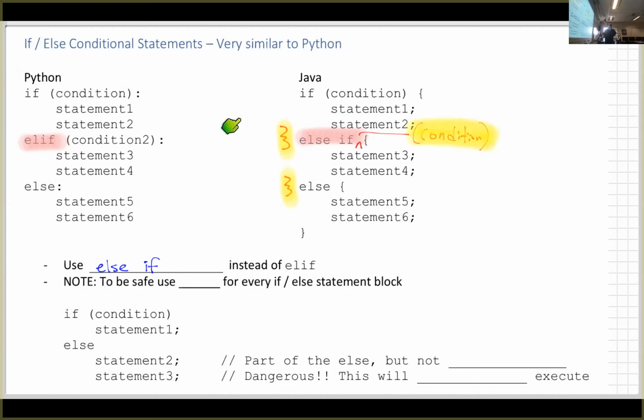Okay, but there's another key difference. So the yellow is my mistake, typos. The red is the difference between Python and Java. And there's one more significant difference. The parentheses right here, they're not needed in Python. So they're optional in Python, but they're required in Java. So if you do not put them there in Java, you will get a syntax error.